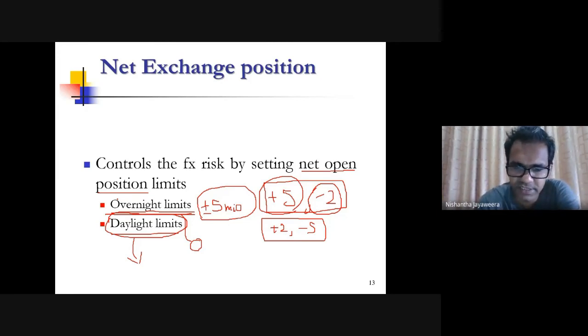Daylight means within the day, within business hours, what is the net open position limit. But the overnight limit is at the end of the day, what is the position that you can carry for the next day. That is the basic or simple rule imposed on the net exchange position to control the exchange rate risk. Any questions?